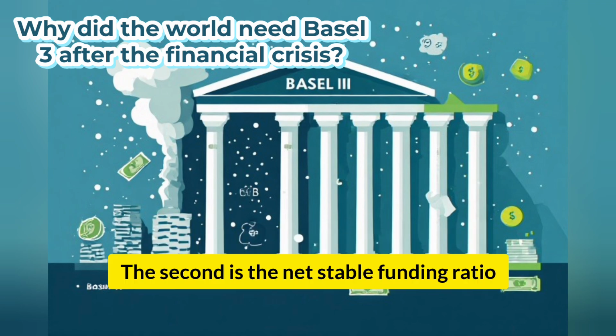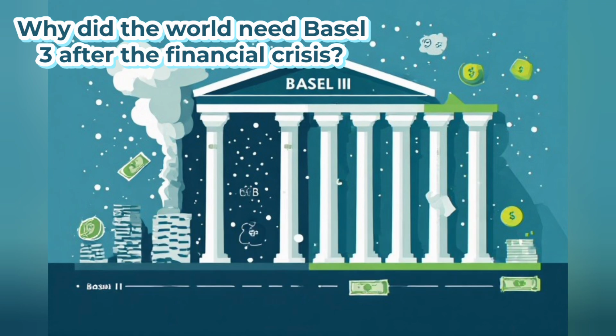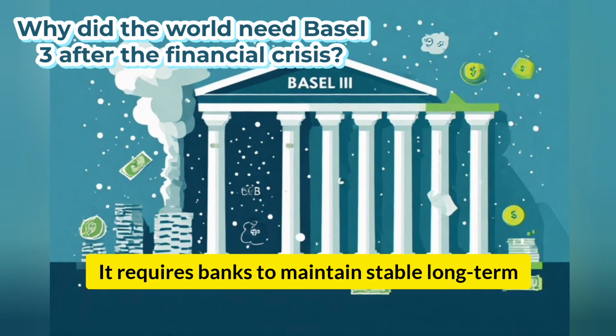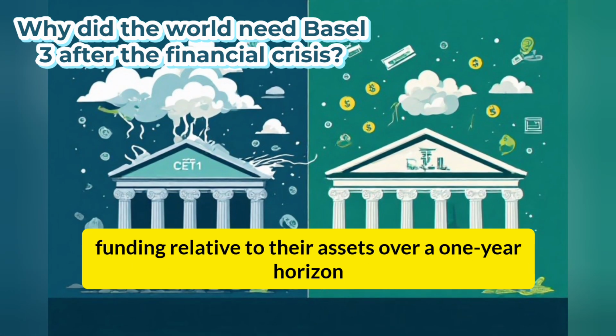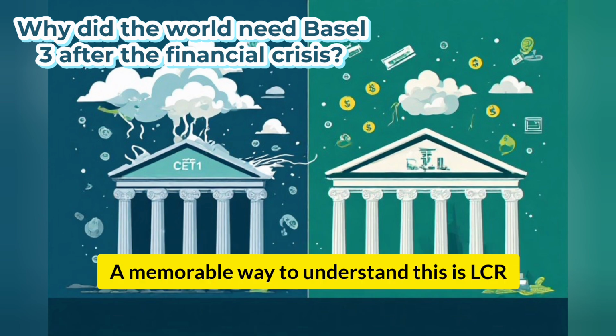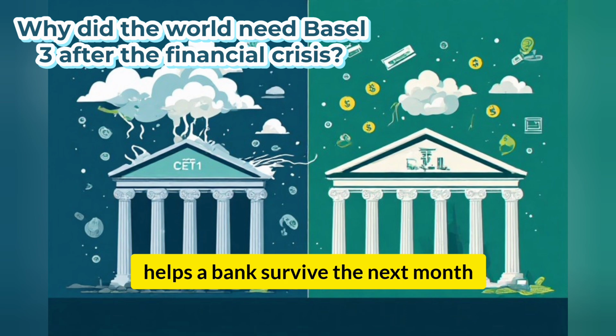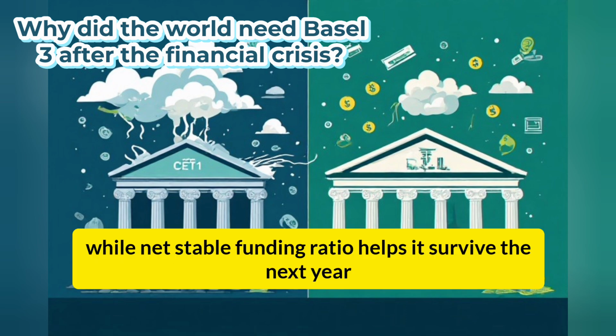The second is the Net Stable Funding Ratio. It requires banks to maintain stable long term funding relative to their assets over a 1 year horizon. A memorable way to understand this is: LCR helps a bank survive the next month, while the Net Stable Funding Ratio helps it survive the next year.